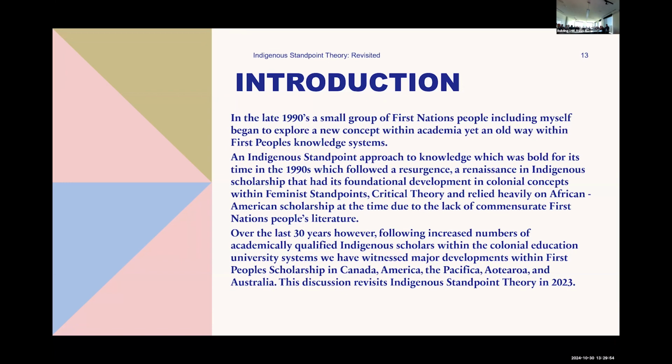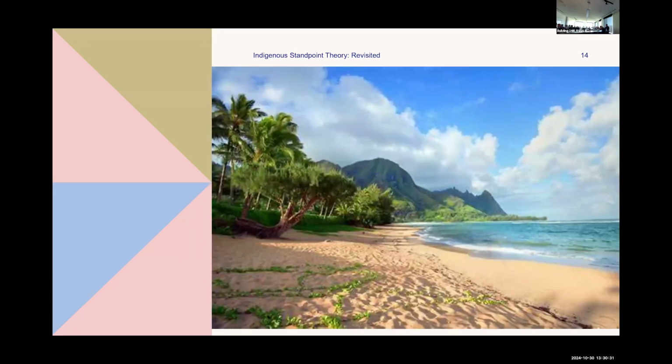But over the last 30 years, there's been increased numbers of academically qualified Indigenous scholars within the colonial education university system, and I stress it is still a colonial education system. And we've seen major developments with First Nations scholarship in Canada, America. The First Nations University in Regina is a classic, whereas there's been resurgence in some other parts of Canada on the East Coast, America in certain areas, the Pacific, Aotearoa, of course, and I basically revisited my old paper from 2000, I revisited it in 2023.